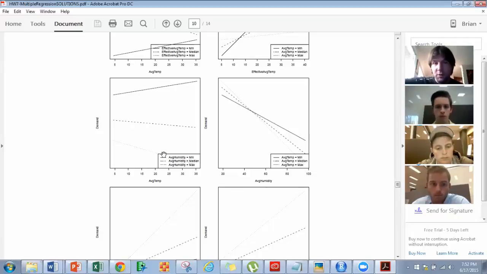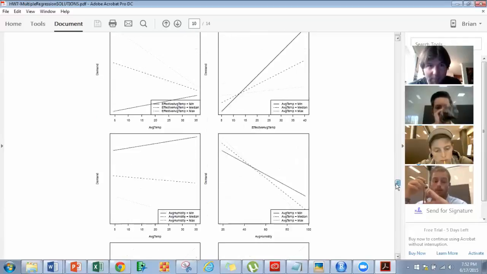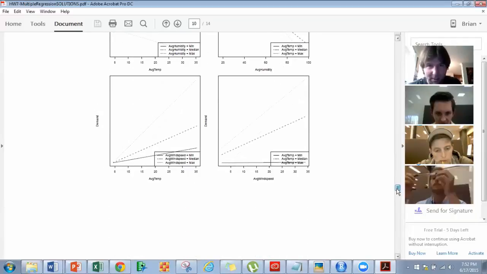If the average humidity is low, what will average temperature do? It's going to increase. But if I tell you the average humidity is really high, what is average temperature going to do to demand? It's going to decrease it, right? If you see this line right here. And then if you think about it, if we have parallel lines... Decrease. I think we might be lagging, but you guys are exactly right.